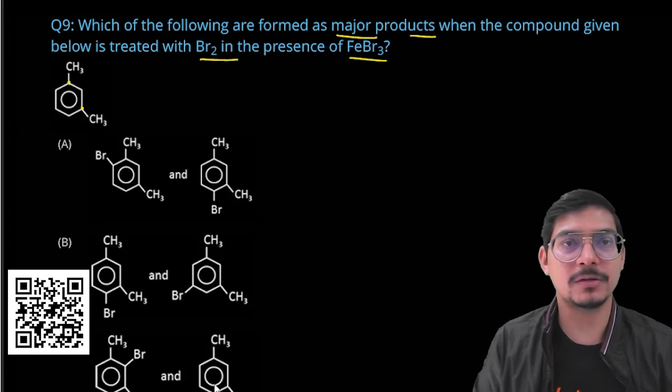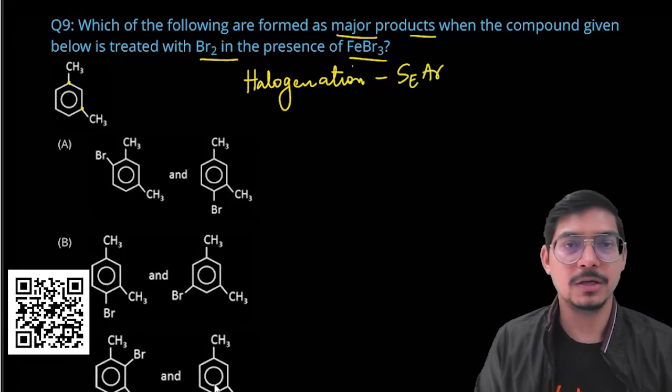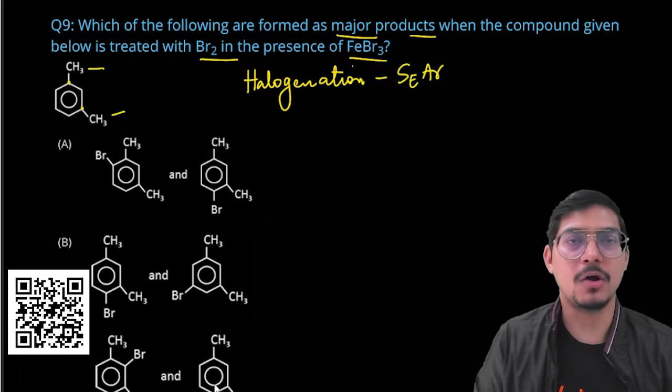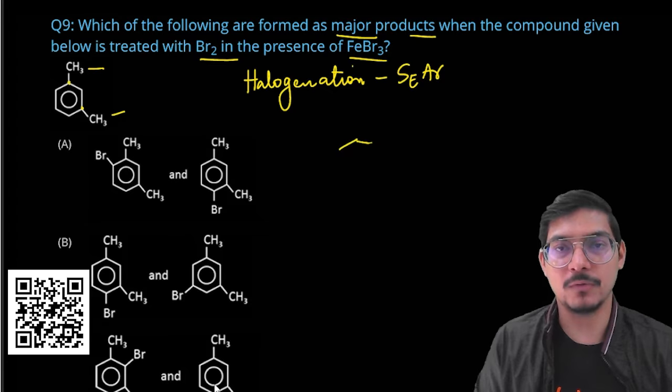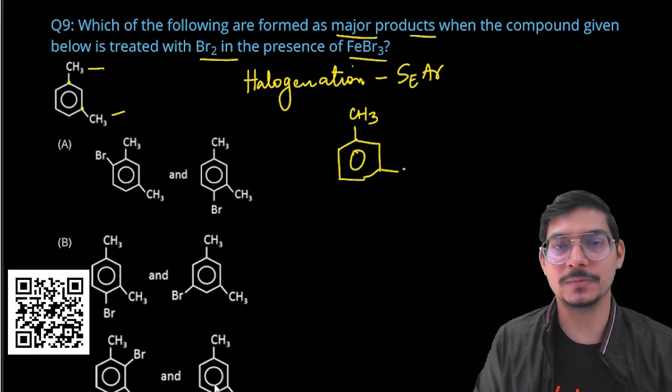So the reaction we are talking about here is bromination, which is an example of halogenation, that is an electrophilic aromatic substitution reaction, SEAr. So methyl groups here are ortho and para directing groups. So let us see what are the positions in the phenyl ring where the 2 methyl groups would direct the incoming electrophile. So we have 2 methyl groups here.